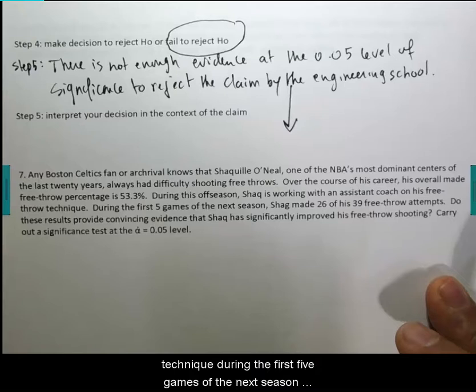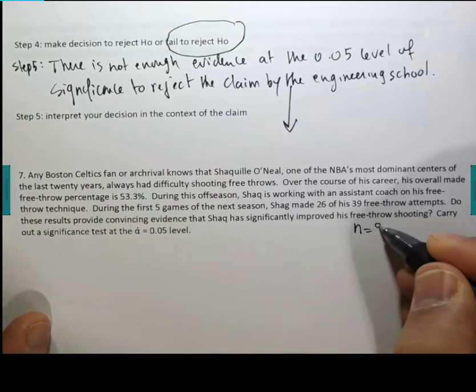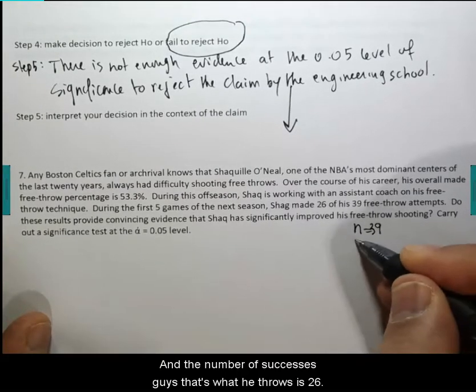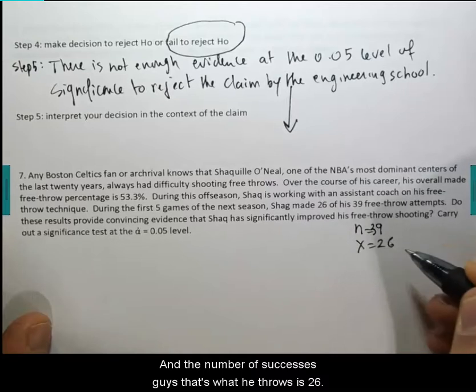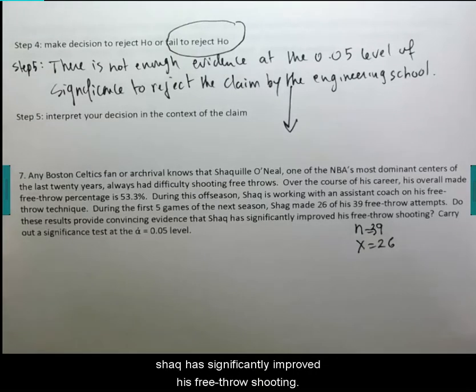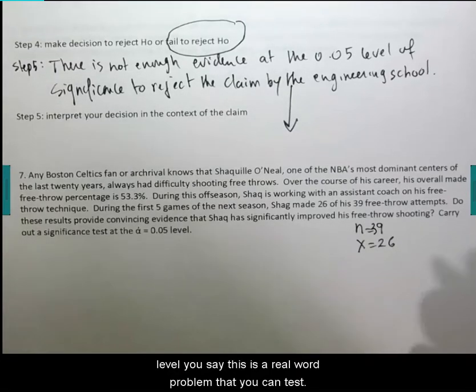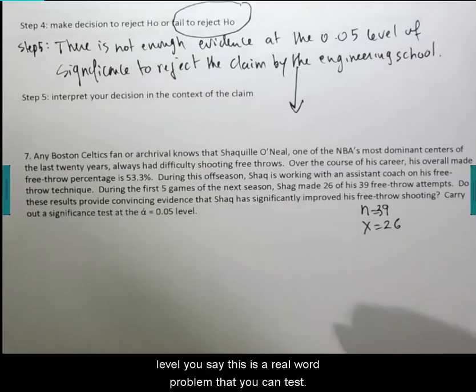During the first 5 games of the next season, Shaq made 26 of his 39 free throw attempts. So the 39 is N, and the number of successes, guys, the free throws, is 26. Do the results provide convincing evidence that Shaq has significantly improved his free throw shooting? Carry out a significance test at alpha equals 0.05 level. You see, this is a real world problem that you can test.